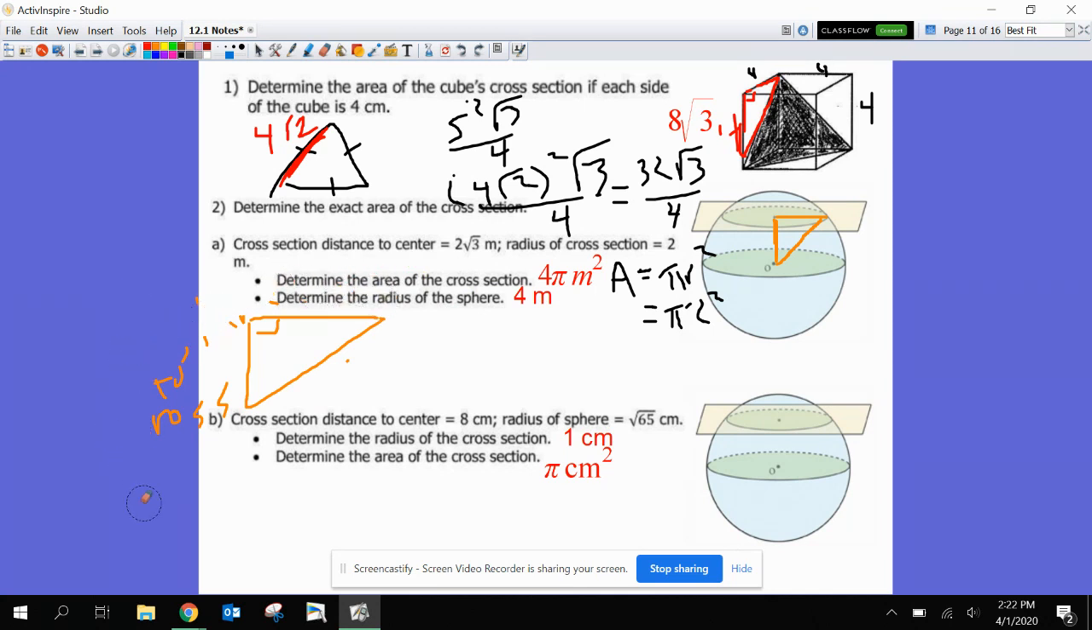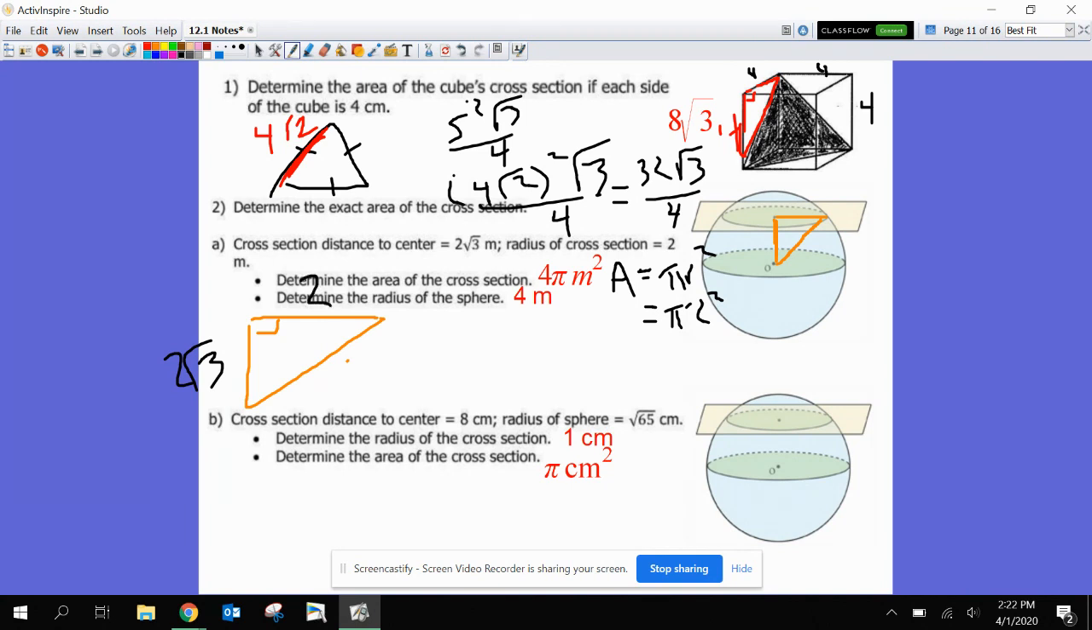Now that you've seen the basics, let's see if we can use this to execute the problem here. It says the cross-section distance to the center is 2 root 3. And so what we need to do is make sure we put that in the correct spot. The 2 root 3 counts as a distance. So that's that vertical length there. The radius of the cross-section is 2.